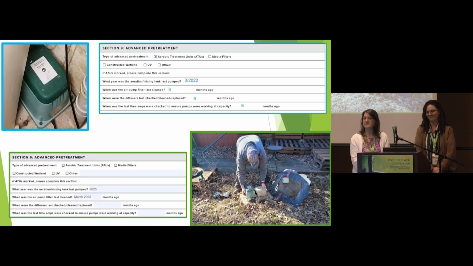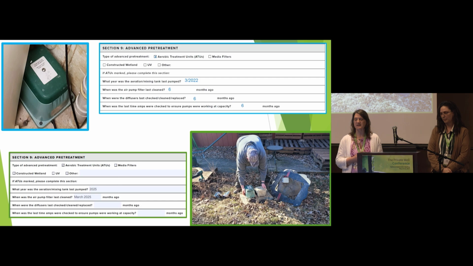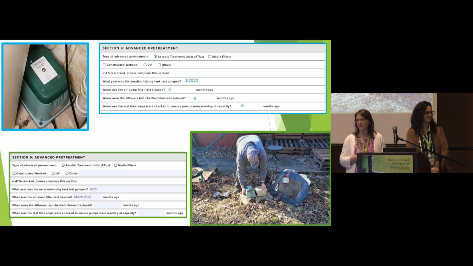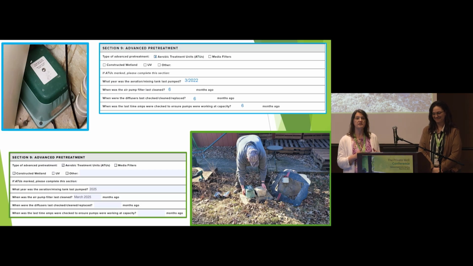So then we move on to section 9. Since this is an ATU, we would fill out the advanced pretreatment section. The nice thing about this tool is you only have to fill out the information about that particular system. So since it is an advanced system, we do fill that out. Since this homeowner did have a contract, it was very easy.